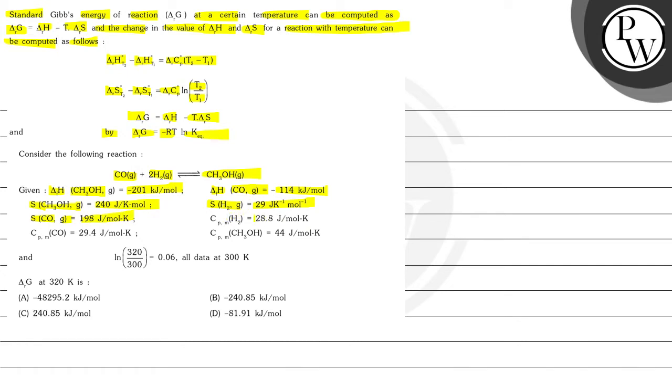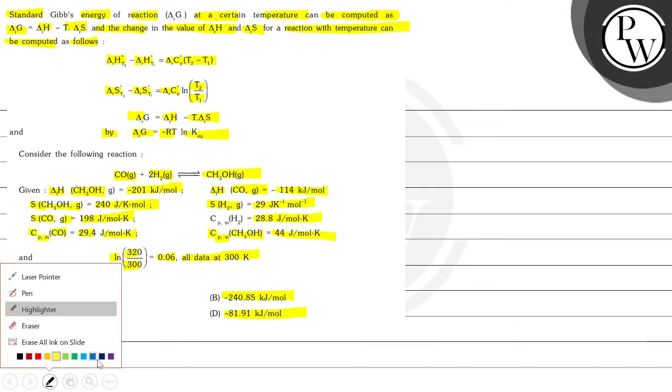pressure for H2 is equals to 28.8 joule per Kelvin per mole, and molar heat capacity at constant pressure for carbon monoxide is equals to 29.4 joule per Kelvin per mole, and molar heat capacity at constant pressure for CH3OH is equals to 44 joule per Kelvin per mole. And ln 320 divided by 300 is equals to 0.06, all data at 300 Kelvin. We have to find out change in Gibbs free energy at 320 Kelvin, and the options are minus 48295.2 kilojoule per mole, minus 240.85 kilojoule per mole, 240.85 kilojoule per mole, and minus 81.91 kilojoule per mole.